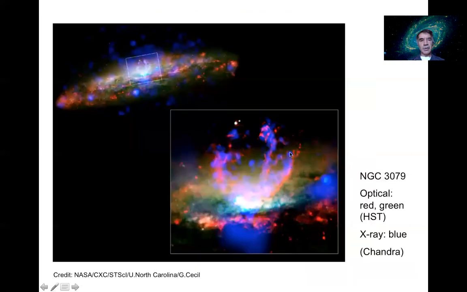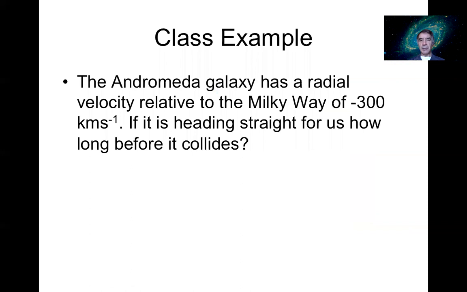And here's another one where we can see these plumes of hot gas being thrown out of the middle of a galaxy where, again, a lot of supernovae have taken place. Okay, so that's the idea of gas-rich galaxies merging and eventually forming an elliptical galaxy.